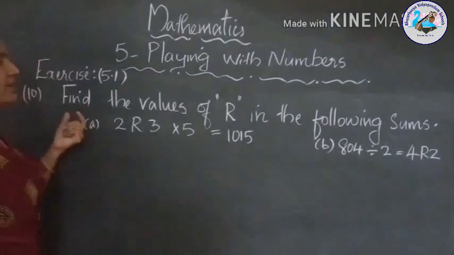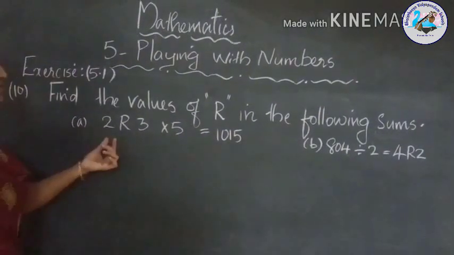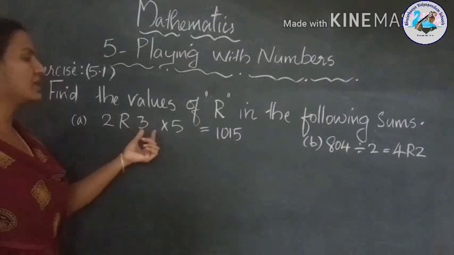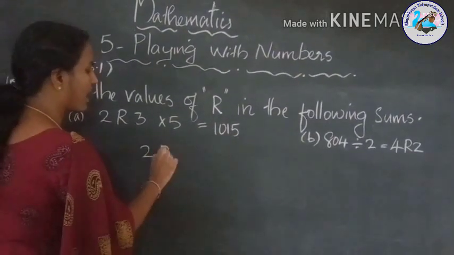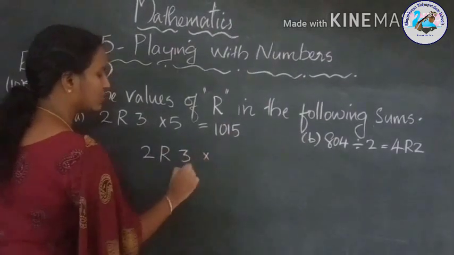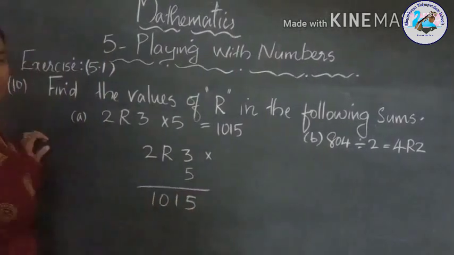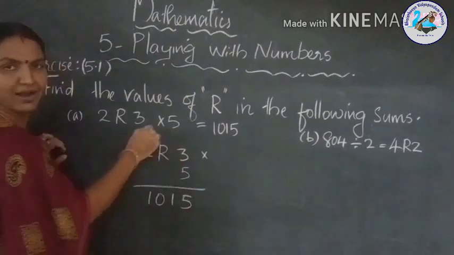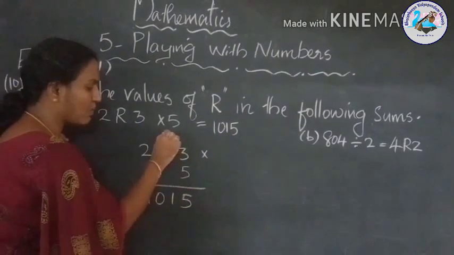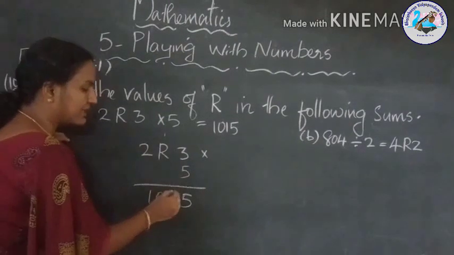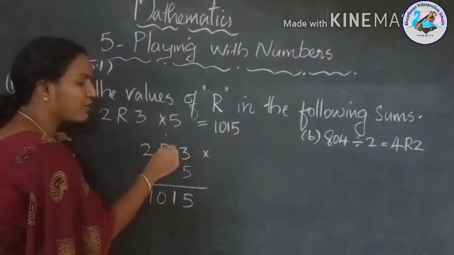Question number 10. Find the values of R in the following sums. First one, option A, 2R3 into 5 is equal to 1015. 2R3 into 5, the answer is 1015. Try to find the value of R. 5 3s are 15, 5 balance 1. Then the answer is 1.